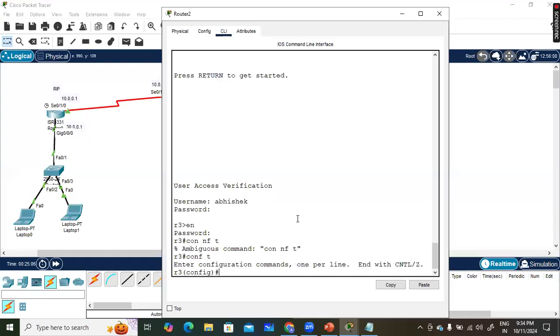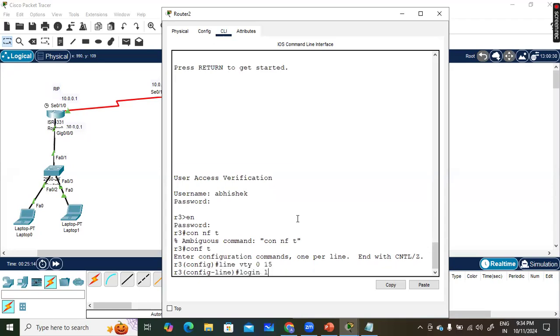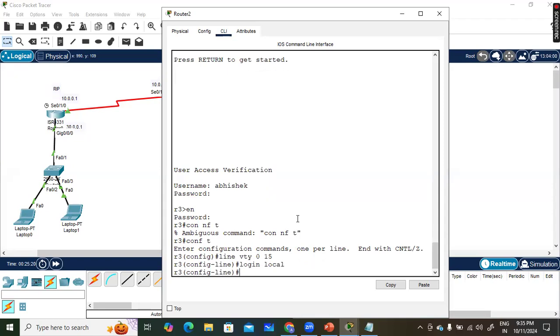Yeah. Just write line vty 0 15, enter. Login local, enter. That's it. We have already given the password, so there is no need to give the password as well.